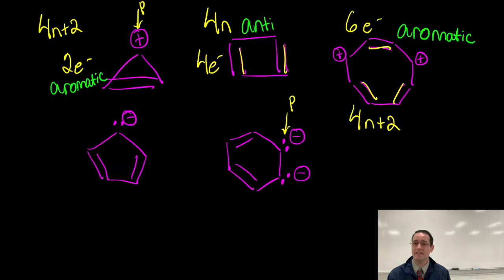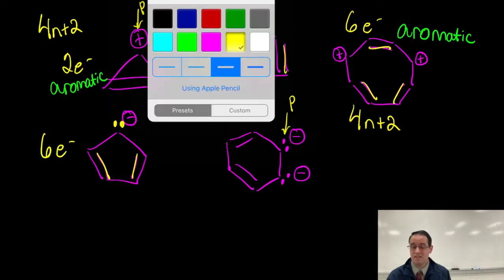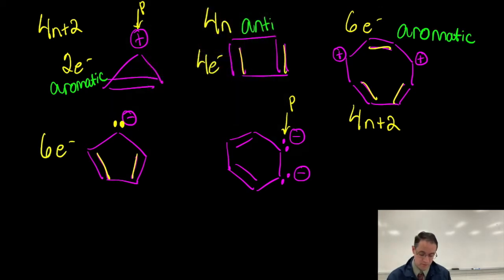Our next molecule, cyclopentadienyl, we've discussed previously. There's 2, 4, 5, 6 total bonding electrons. So just like benzene, that's going to be 4n plus 2 aromatic.